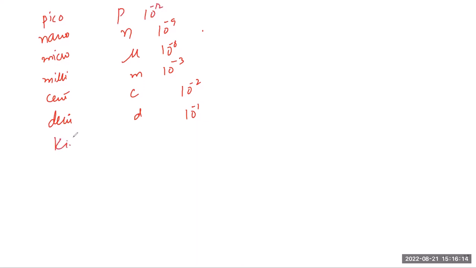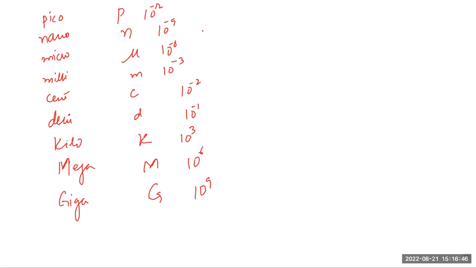Likewise, I can write kilo, K, 10 raised to power 3. Mega, M, 10 raised to power 6. Giga, G, 10 raised to power 9. So these are the prefixes and their equivalent powers. In the paper, he can ask you to convert from one form to another, like the example I gave previously of the capacitor.